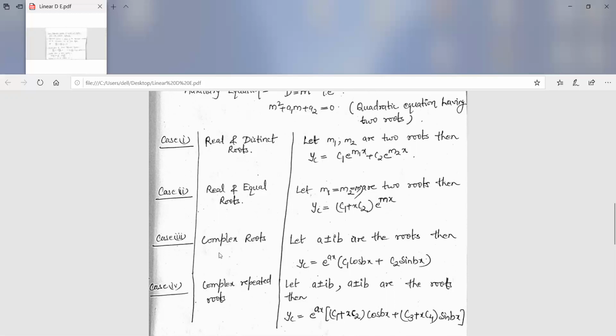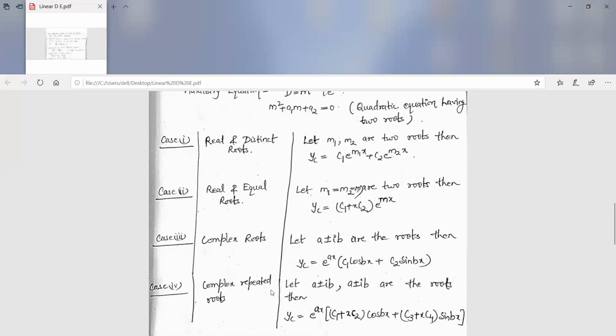Case number 3, complex roots. Complex numbers come in a pair of the form a plus minus ib. Suppose this is the root of the equation. In this a plus minus ib, the real part is a and the imaginary part is b. So the complementary function will become e power ax times c1 cos bx, where b is the imaginary part of the complex root, plus c2 sin bx. These are the 3 major cases: real and distinct, real and equal, and complex roots.